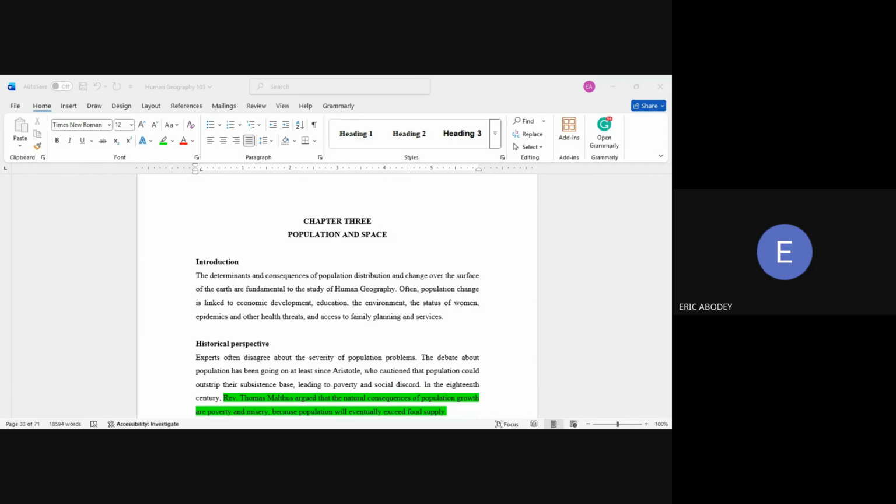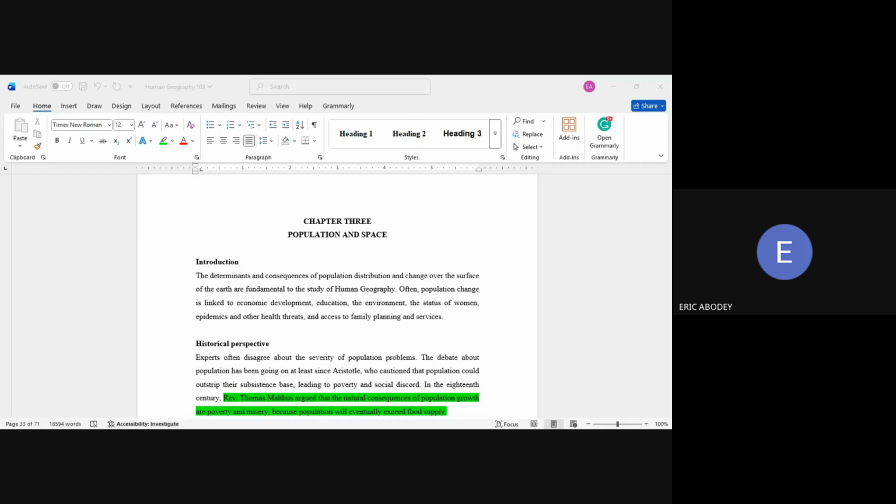So the determinants and consequences of population distribution and change over the surface of the earth are fundamental to human geography. And you know that human population is not evenly distributed. There are parts of the world that are densely populated, whilst other parts are sparsely populated. That should tell you that the distribution is not equal or evenly done.